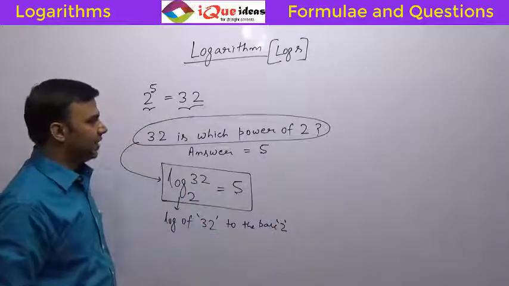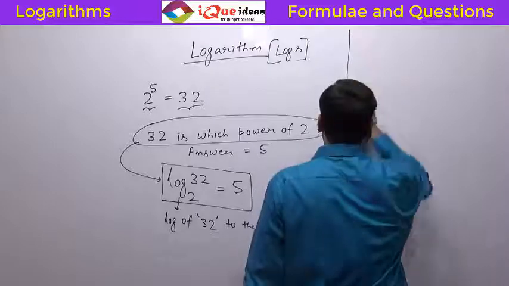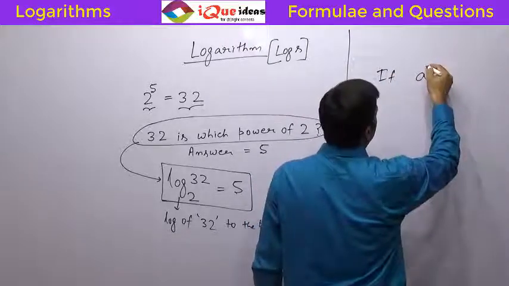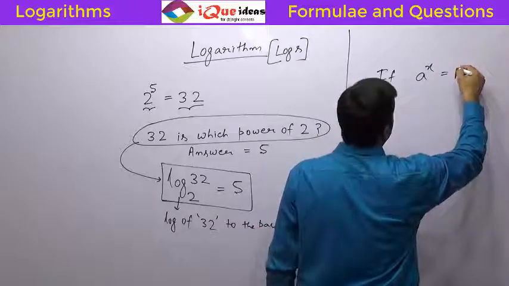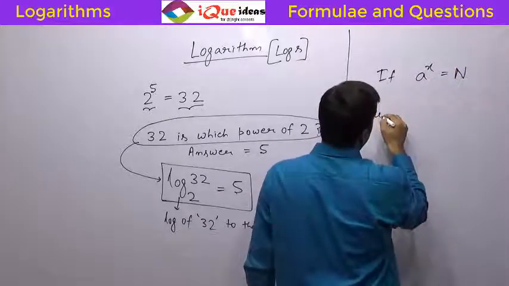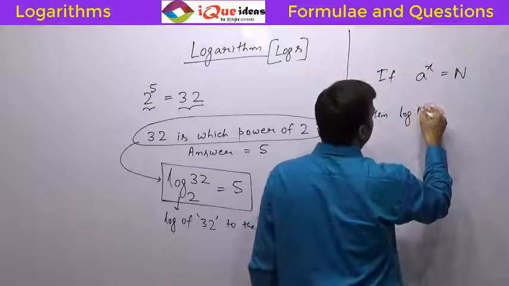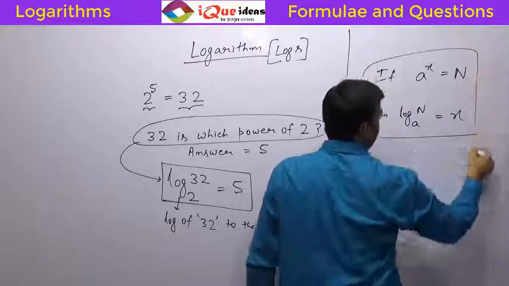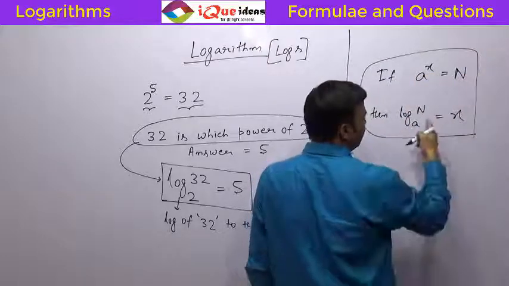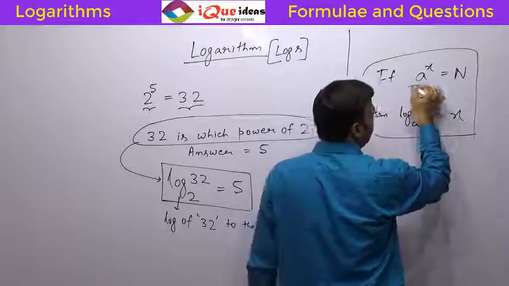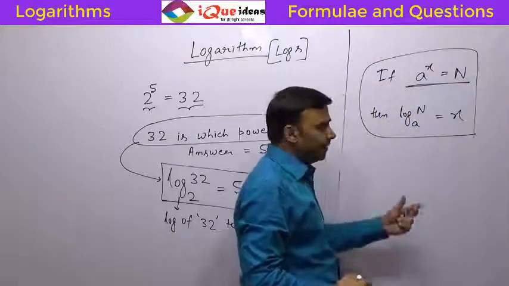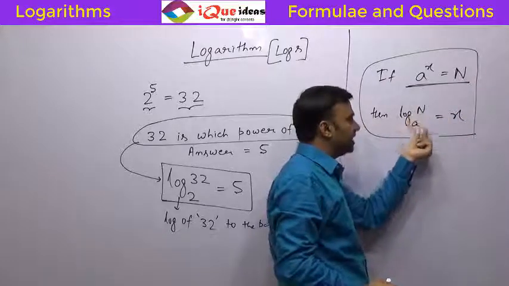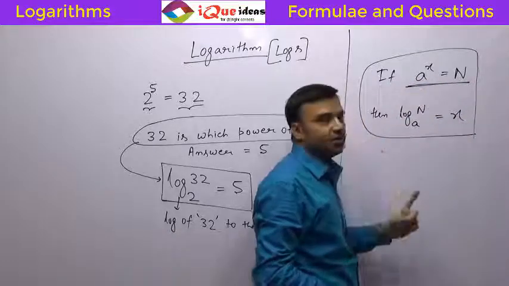Alright. Now let's define it theoretically. So theoretically we can say that if we have a number a to the power x is equal to n, then log of n to the base a is equal to x. So n is the number, a is the base, x is the power. And if log of n to the base a is equal to x, then n is equal to a raised to the power x.